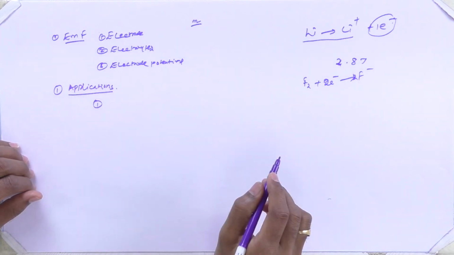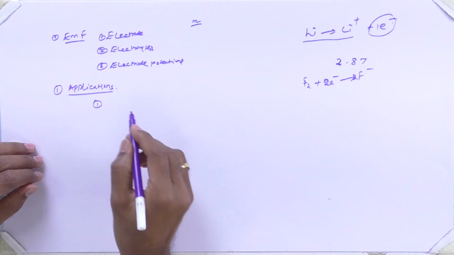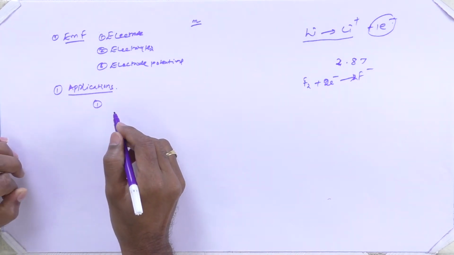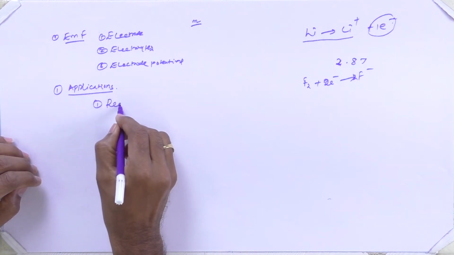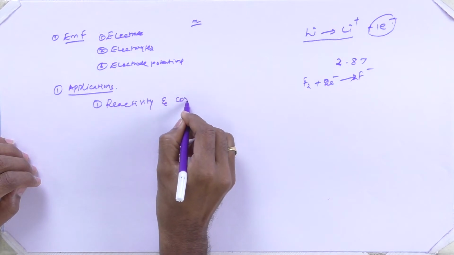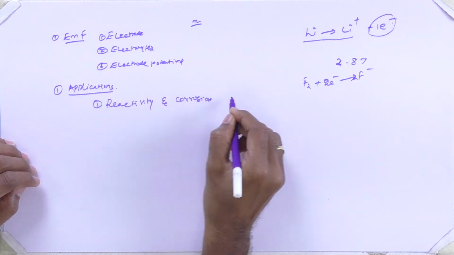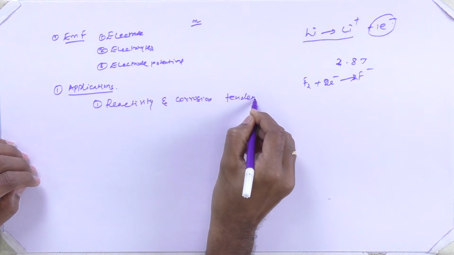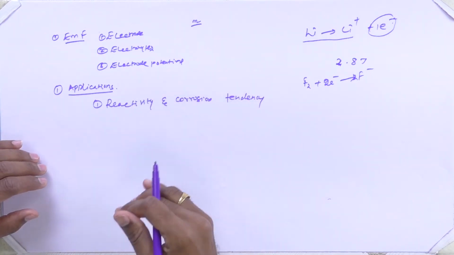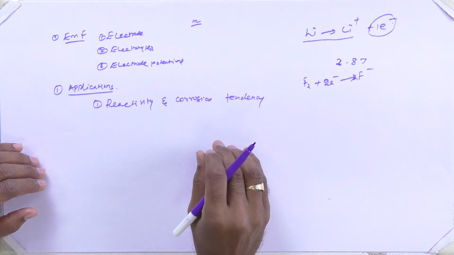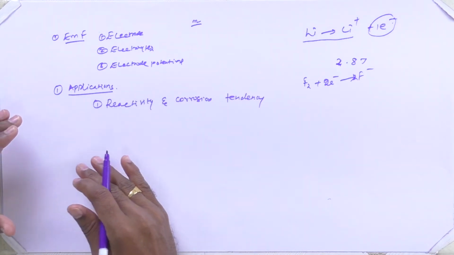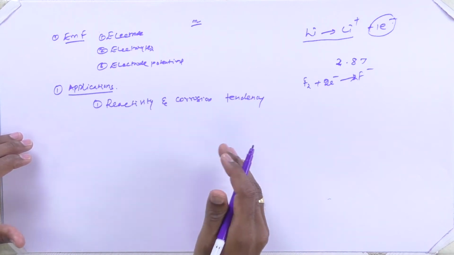The first and foremost application of the electrochemical series is that it is highly useful to predict the corrosion tendency and the reactivity of the metals. Now what is meant by reactivity? If the metals are placed above hydrogen in the electrochemical series, that metal will have high reactivity, which means they are ready to react with some other species and get oxidized.